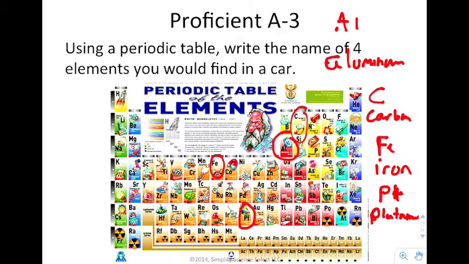Now you may have chosen other elements. You could have said silver. You should have said copper for wiring. You could have said zinc in the battery. You could have said lithium in the battery. You could have said there's oxygen in the cabin. You could have said or oxygen in the tank in order to have combustion occur. There's lots of different elements that are involved in a car, and you should be able to recognize ones that are there.